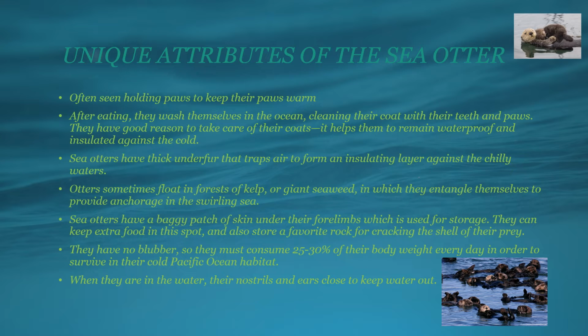Sometimes they float in forests of kelp, in which they entangle themselves to provide anchorage in swirling seas. They have a baggy patch of skin under their forelimb, which they use for storage, where they can keep extra food. And they also can store a rock, which they can use to crack open their prey.